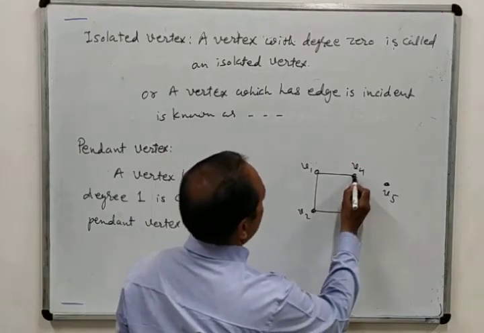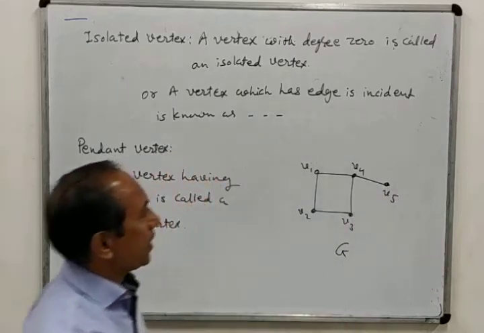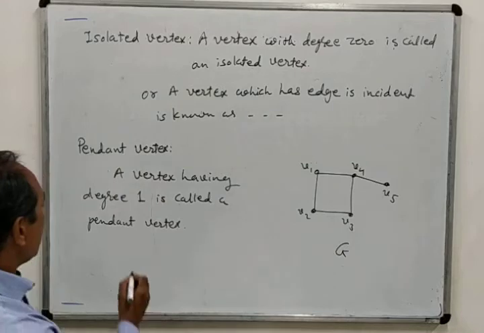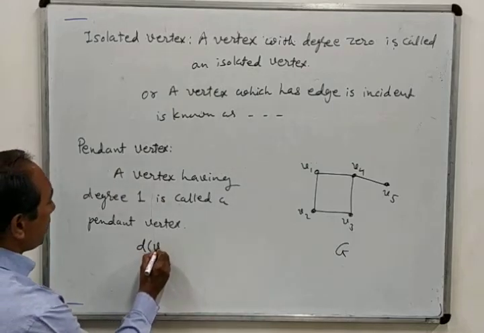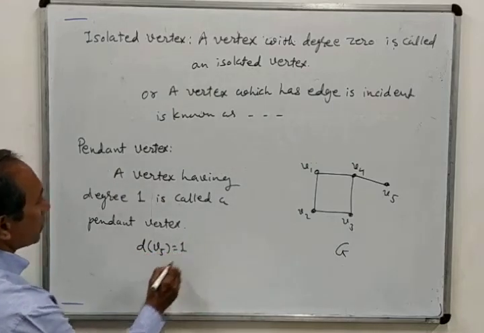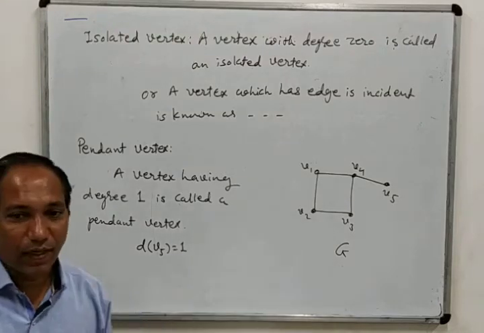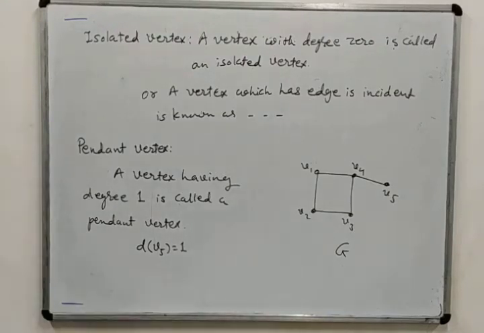But if we just join V5 by means of an edge, then now we can see that the degree of V5 is 1. That means degree of V5 equal to 1. So V5 is a pendant vertex. Okay? V5 is a pendant vertex. So you write down this definition also.